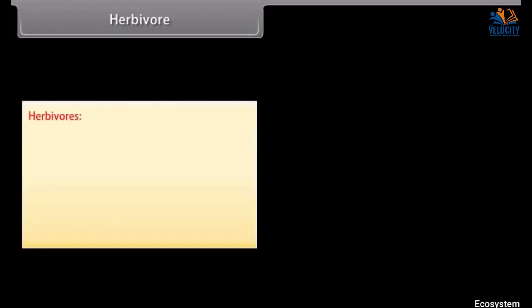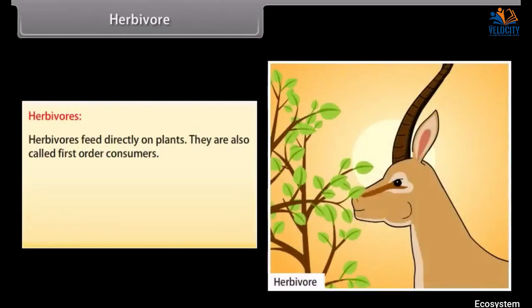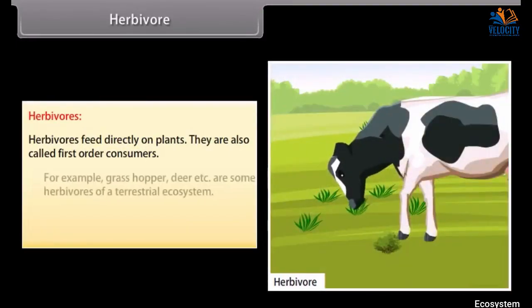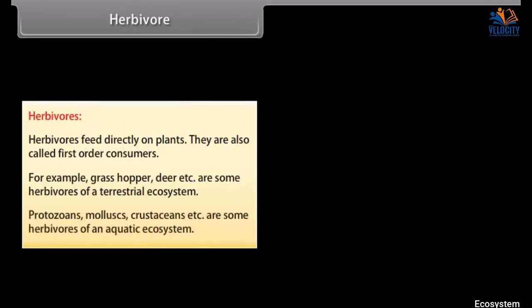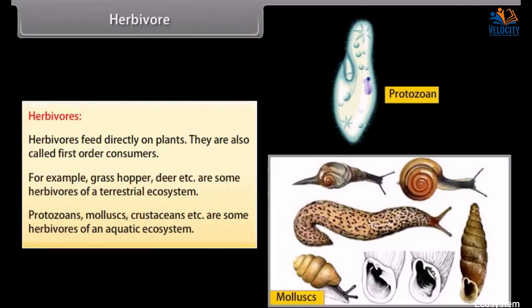Herbivore. Herbivores feed directly on plants. They are also called first-order consumers. For example, grasshopper, deer, etc. are some herbivores of a terrestrial ecosystem. Protozoans, mollusks, crustaceans, etc. are some herbivores of an aquatic ecosystem.